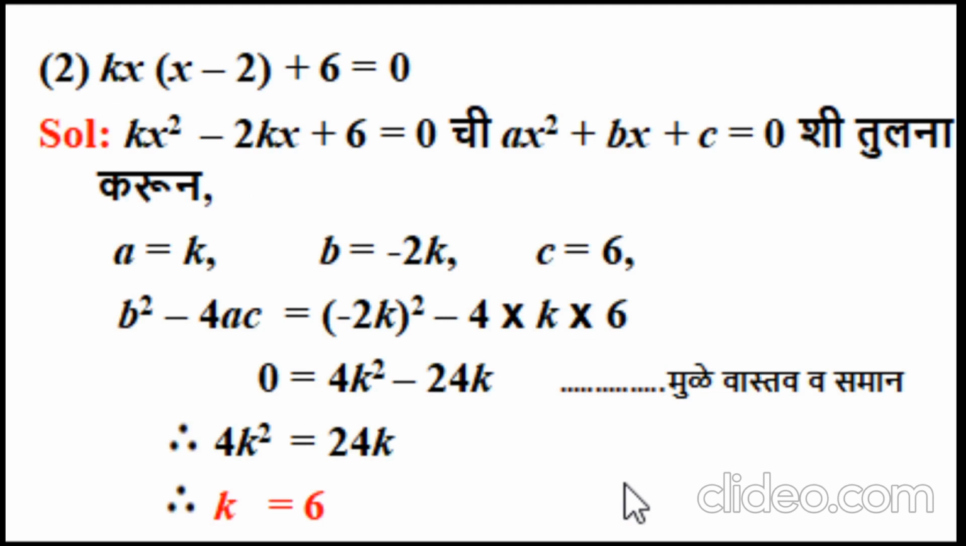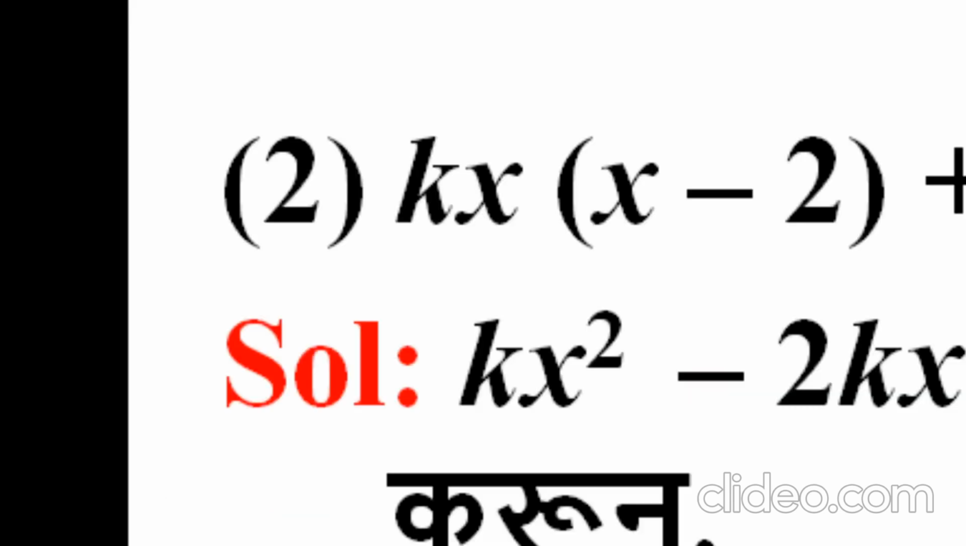Second and the last question of this practice set, kx(x minus 2) plus 6 is equal to 0. By solving this, we get kx square minus 2kx plus 6 is equal to 0. Comparing with ax square plus bx plus c is equal to 0. Here there's a mistake. Just a minute.